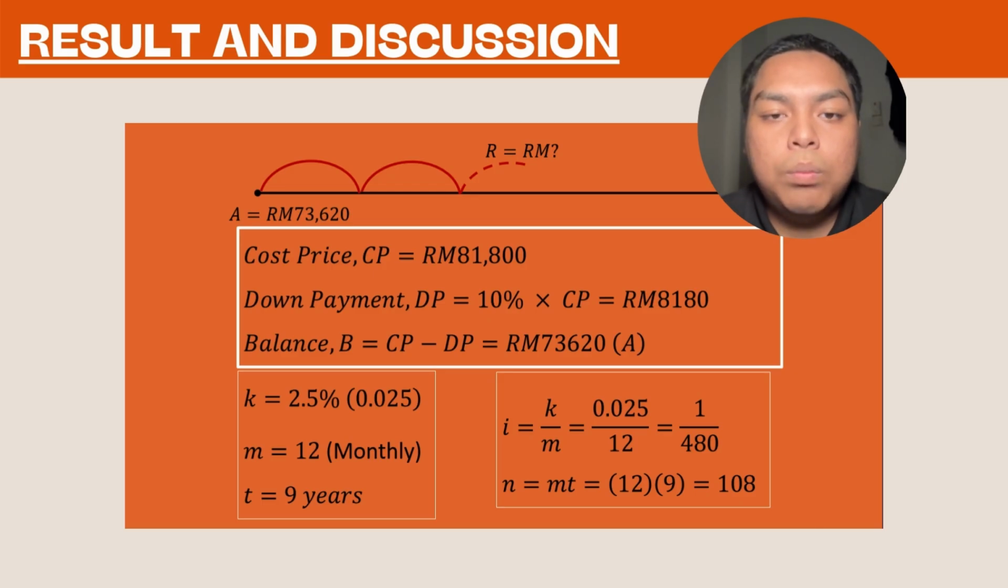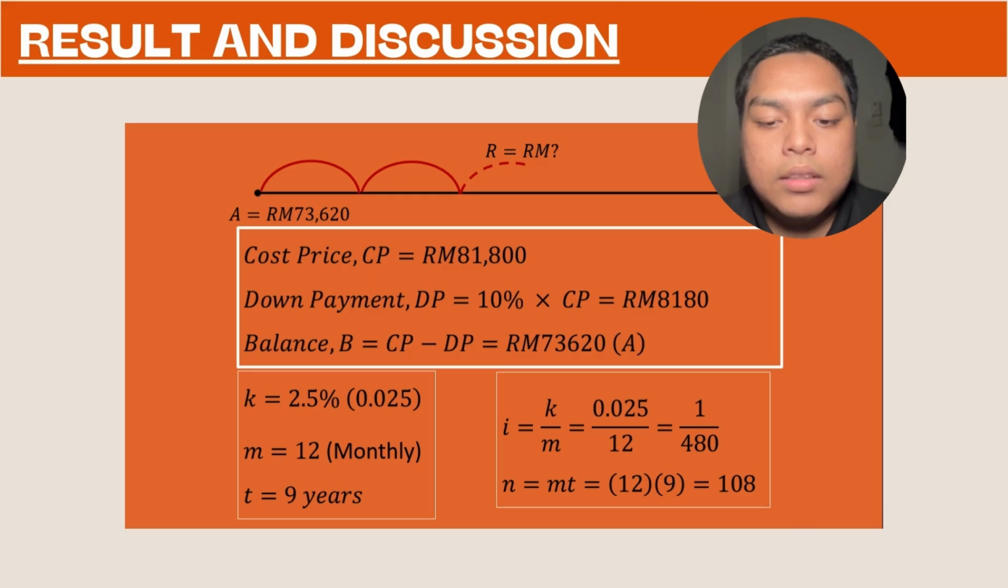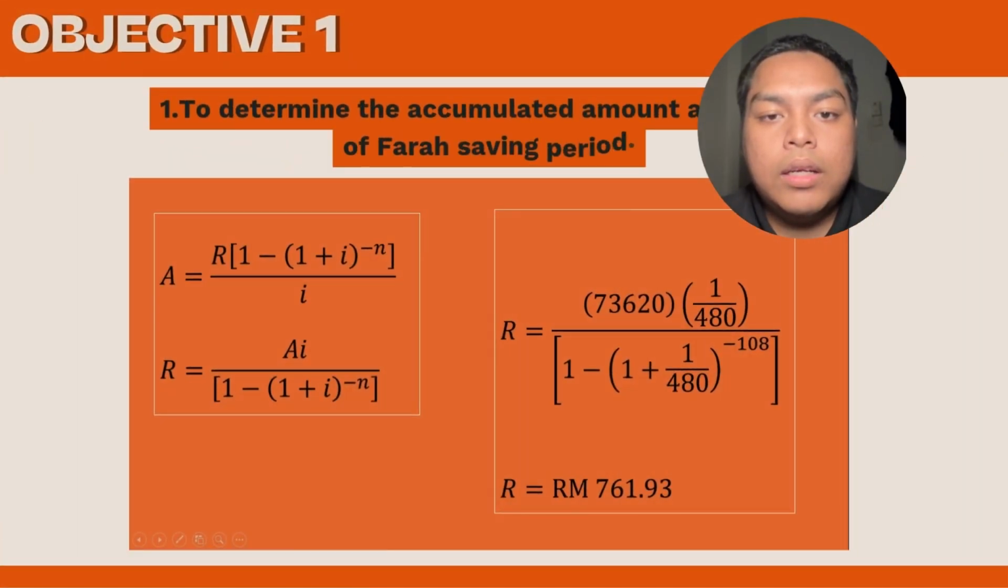K is 2.5%, equivalent to 0.025. M is 12 for monthly. T equals 9 years. For i, i equals K over M, and we just put the numbers into the formula. 0.025 over 12 equals 1 over 480. And lastly, n equals MT, which is 12 times 9, equals 108.